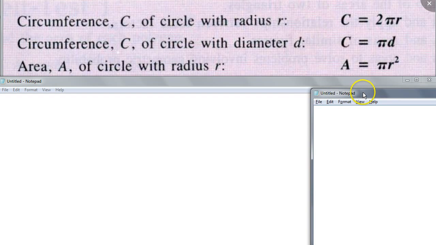So please write this down. If you forgot, here you go. The circumference is 2 pi r. Area is pi r squared. By the way, where do they get this? The middle one, C equals pi d, the circumference again.